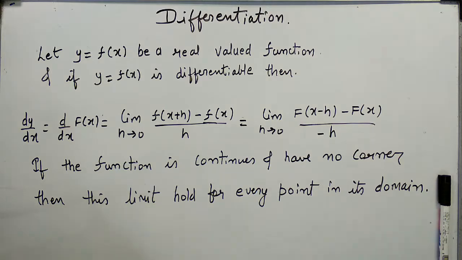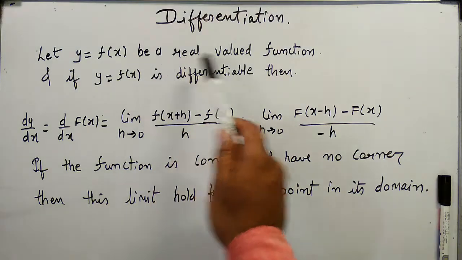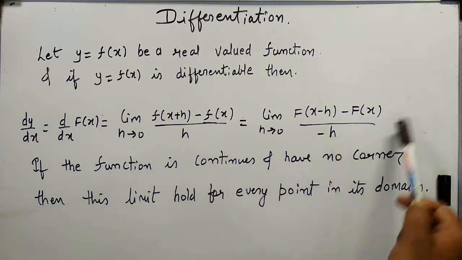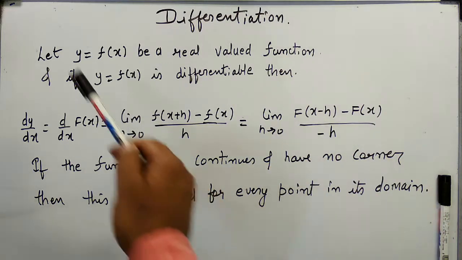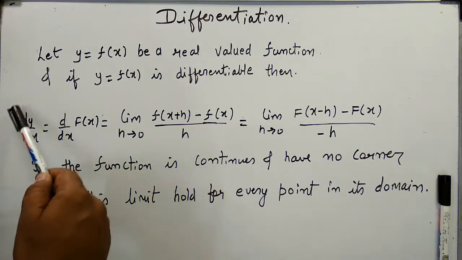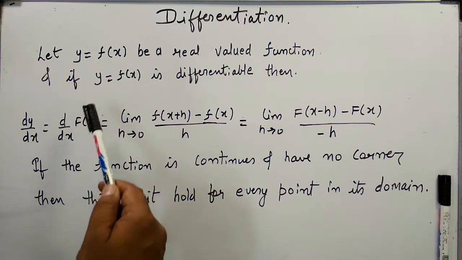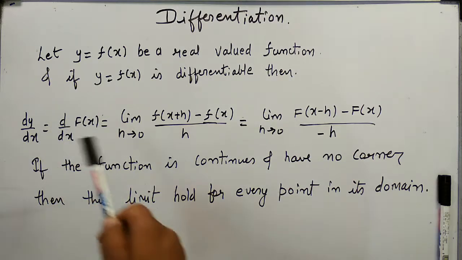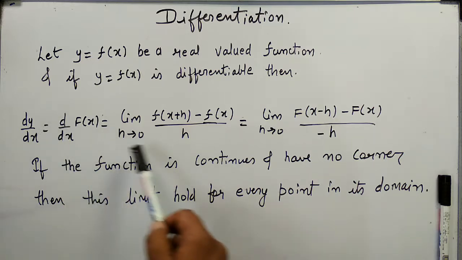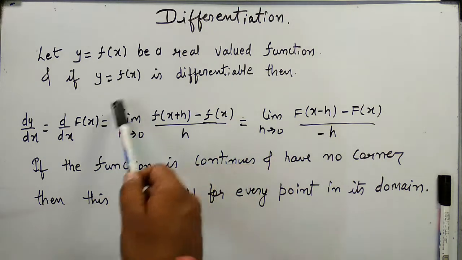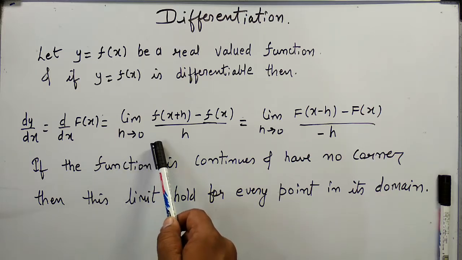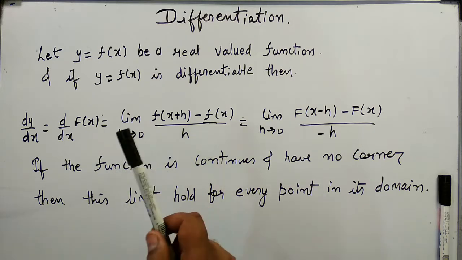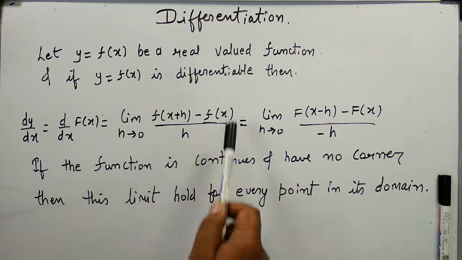Let us assume that y equals f(x) is a real valued function, and if it is differentiable then this limit should hold. The derivative of y with respect to x is dy by dx, which is the same as the derivative of f(x) with respect to x, and its value by the use of a limit is this. This is also called the method for evaluating differentiation by the first principle method.